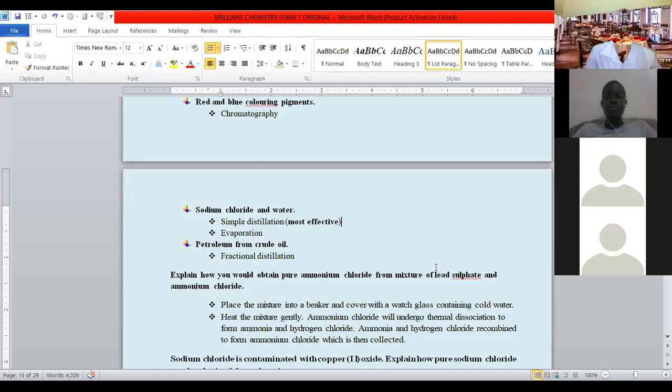So what you have to say here, these things are solid. Study their properties, sodium chloride and copper(II) oxide. Sodium chloride can dissolve in water.